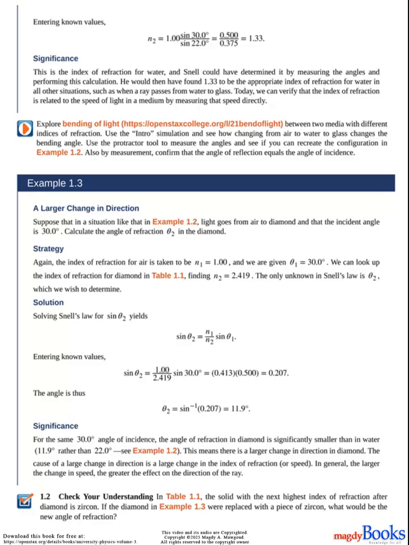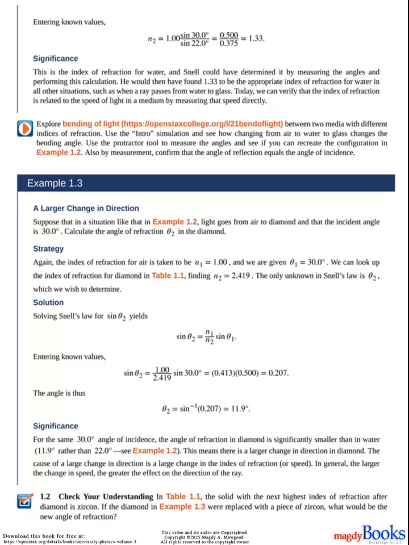Significance. For the same 30.0 degree angle of incidence, the angle of refraction in diamond is significantly smaller than in water, 11.9 degrees rather than 22.0 degrees. See example 1.2. This means there is a larger change in direction in diamond. The cause of a large change in direction is a large change in the index of refraction, or speed. In general, the larger the change in speed, the greater the effect on the direction of the ray.